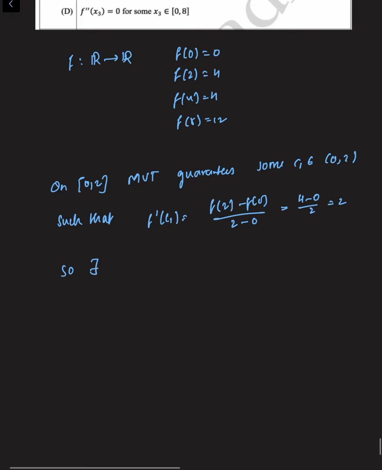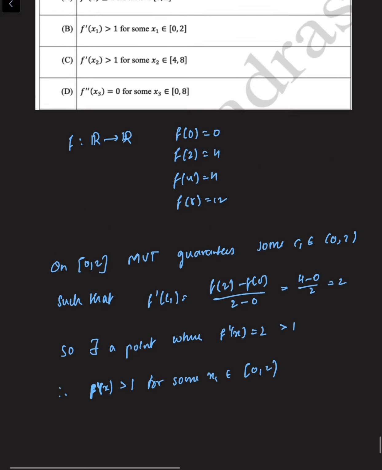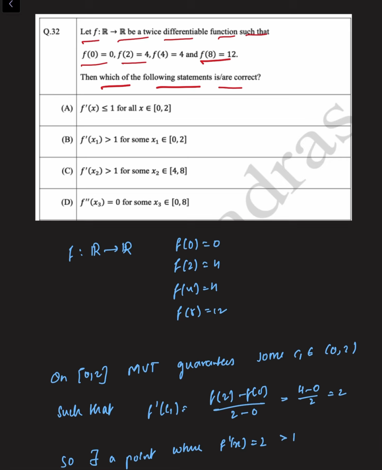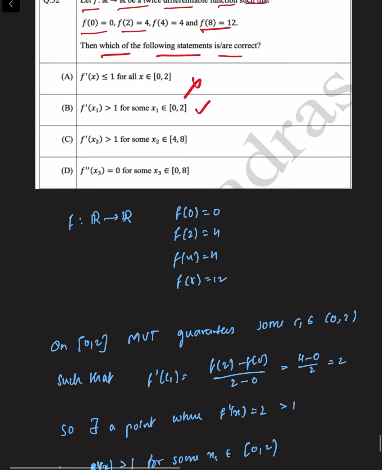So that means there exists a point where f dash of x is equal to 2, that means it is greater than 1. So therefore we can see that f dash of x must be greater than 1 for some x1 belongs to 0 to 2. So the first option is incorrect, the second option is correct.